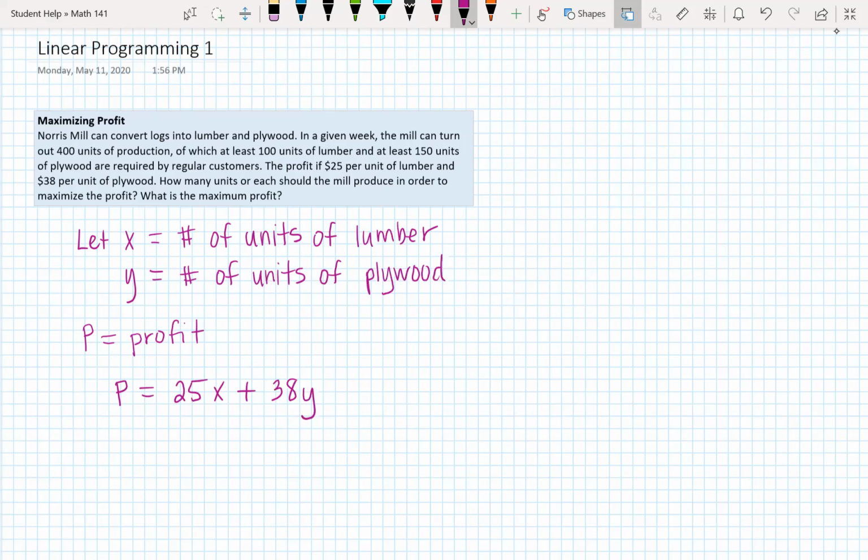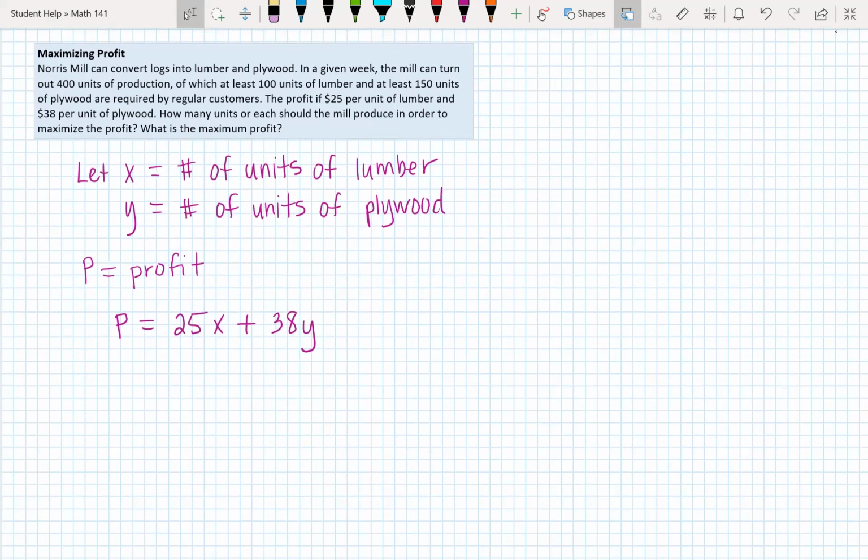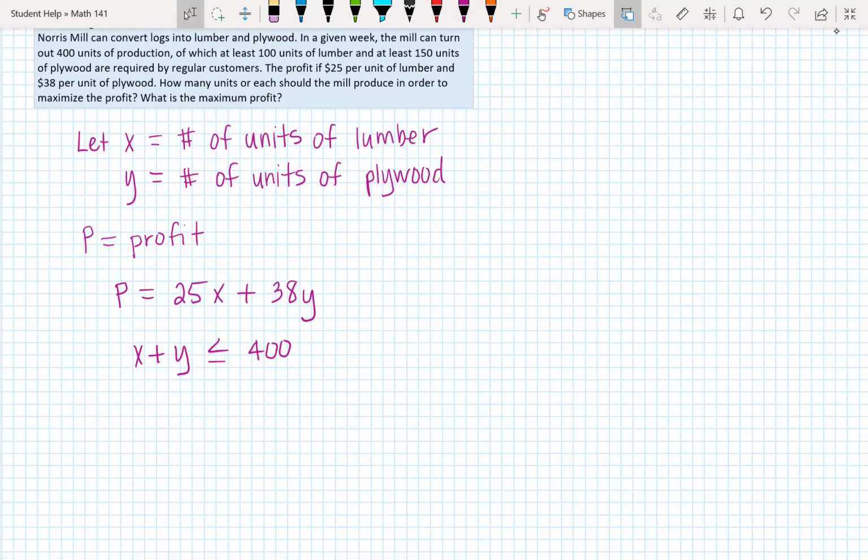And then the constraints that we have are that the maximum units in total production is 400. So X plus Y is going to be less than or equal to 400. That's 400 is the max we can produce. And then to meet the customer demand, we have to have at least 100 units of lumber. So X has to be greater than or equal to 100. And then we need to have at least 150 units of plywood. So Y has to be greater than or equal to 150.